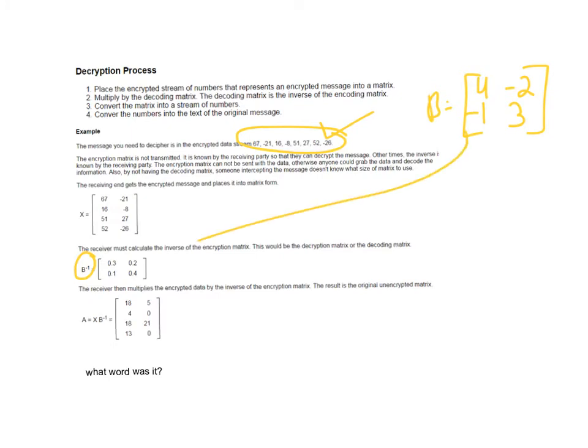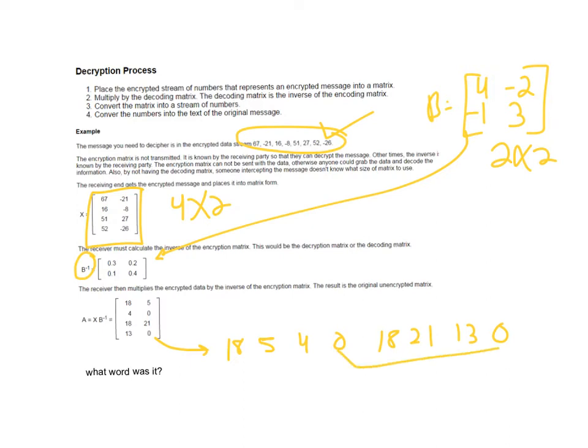You have to then find the inverse of B and multiply it by the matrix you created, okay? So you made a matrix out of this message that someone sent you. They gave you just a string of numbers. You notice that, again, this is a 2 by 2, so you have to make a something by 2 out of these numbers, and it works out that this would be a 4 by 2. And then when you multiply them, this is what you'd get back. So you'd list out 18, 5, 4, 0, 18, 21, 13, and 0. You'd recognize these are just spaces, right?